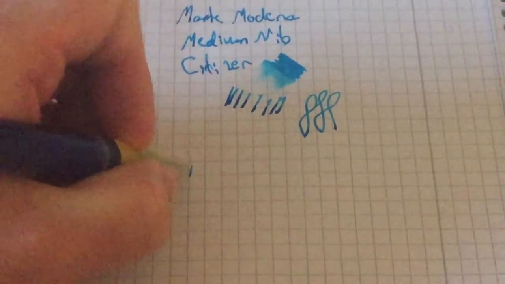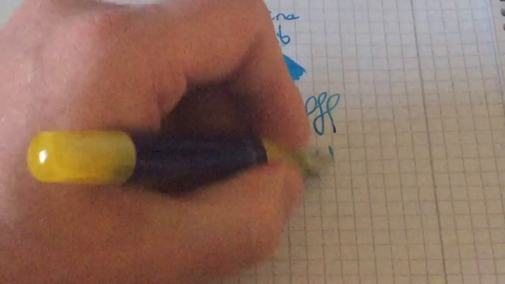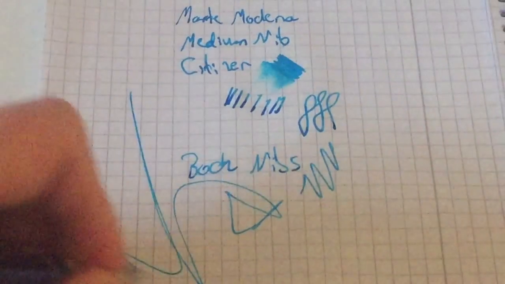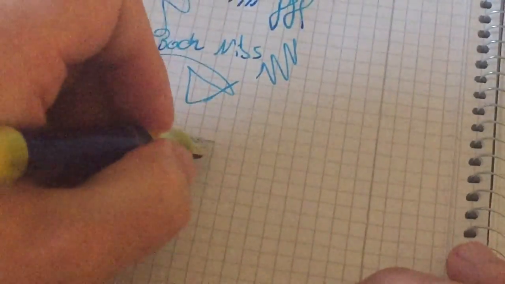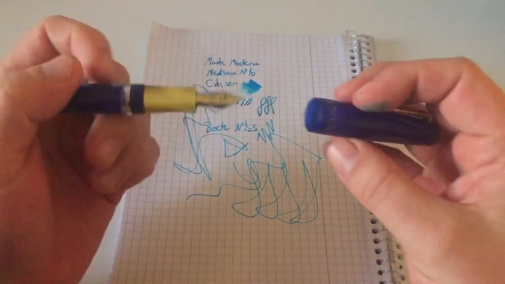The writing performance, I mean, it's a Bock nib, and Bock nibs are normally really good. Works very, very well. The nib has no problems in keeping up with the feed, with the flow of the ink or whatsoever. So this is a really nice nib. It's a really, really nice writer.